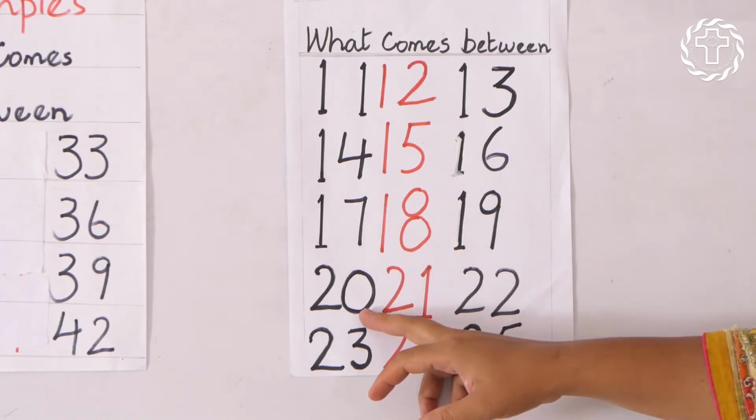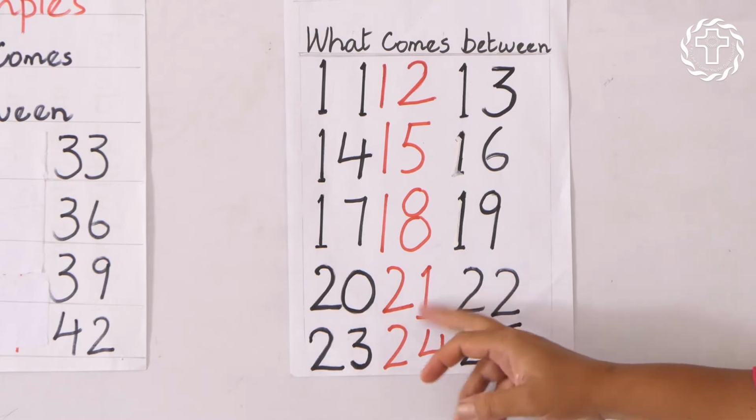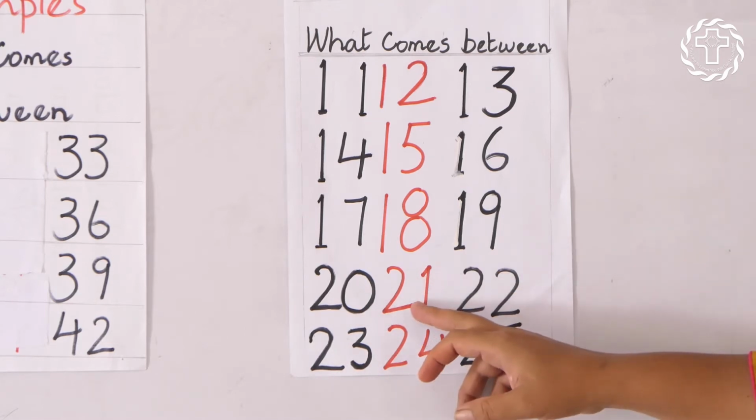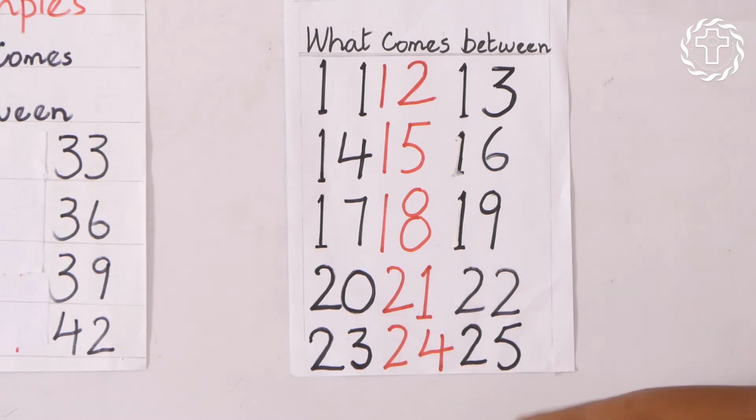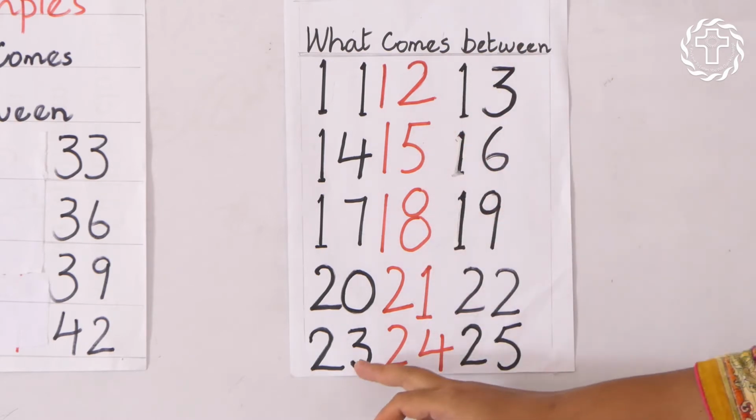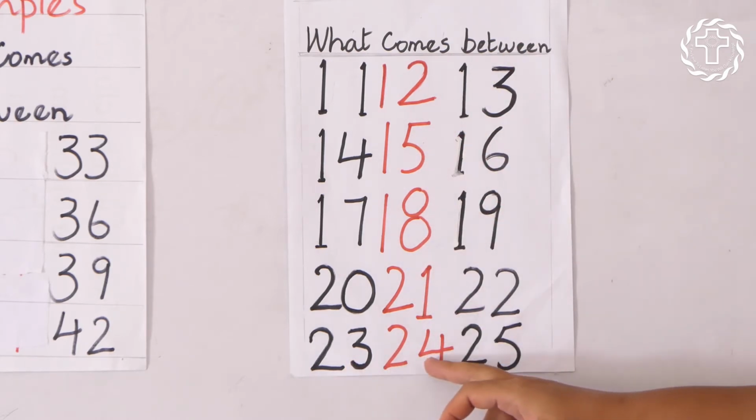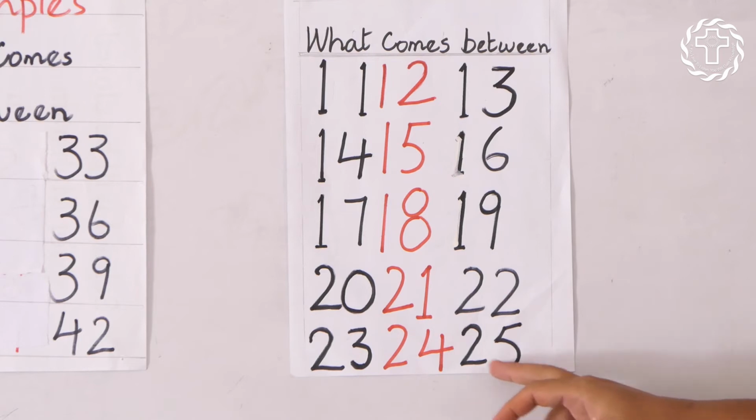What comes between 20 and 22? 21 is between number. What comes between 23 and 25? 24 is between number.